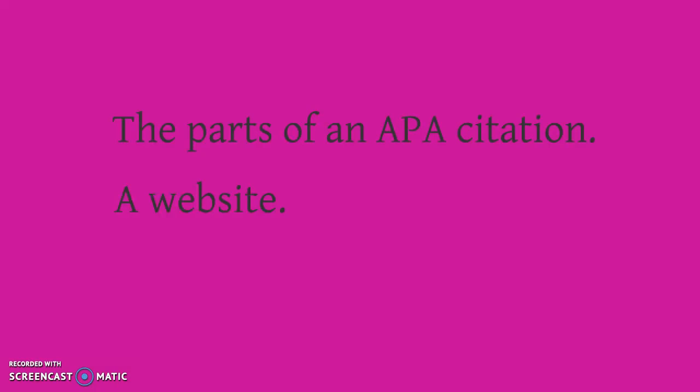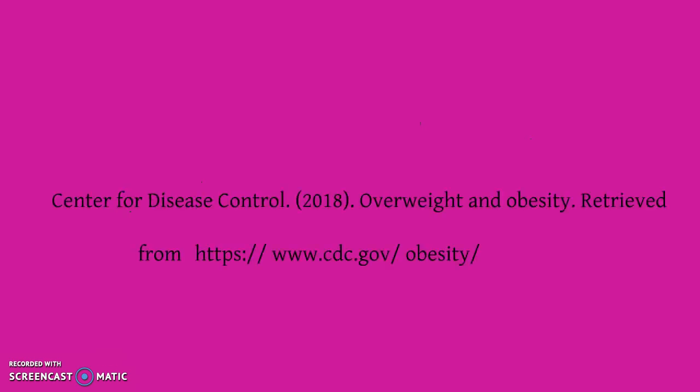This tutorial will show you how to create an APA citation for a website. Let's get started. The primary parts of a website citation in APA are the author, the date, the name of the website, and a retrieve from statement with a URL directly to the site. We're going to examine a couple of those variations in a little bit more detail.